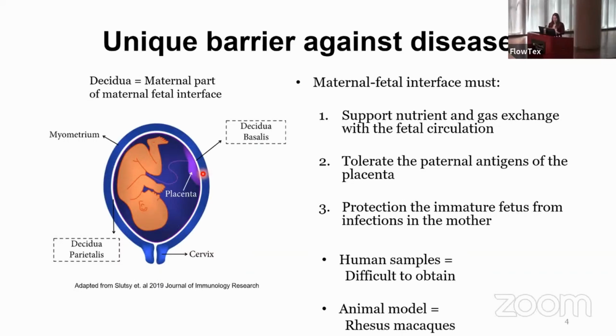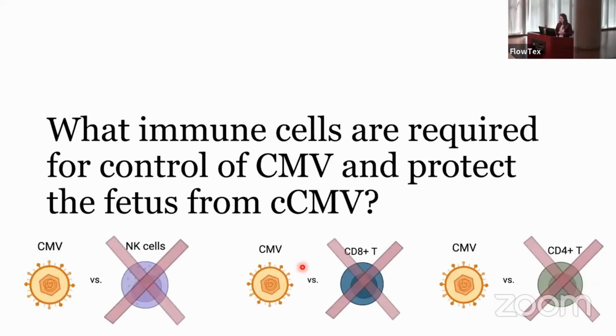This is when an animal model could be really powerful to help us gain preclinical correlates of protection. In this animal model, non-human primates, rhesus macaques, we have a closely genetically similar host and virus and similar placental development. So at Tulane National Primate Research Center, we've established a model to do this. We are posed to ask questions like, what immune cells are required for control of the virus and subsequently protecting the fetus from congenital CMV?